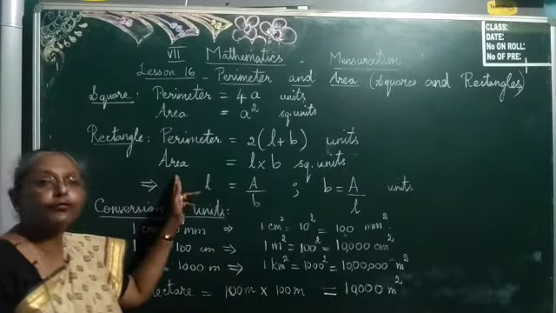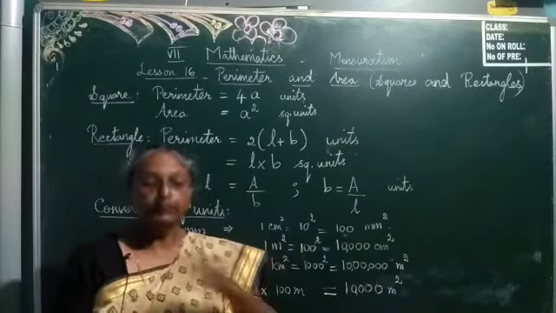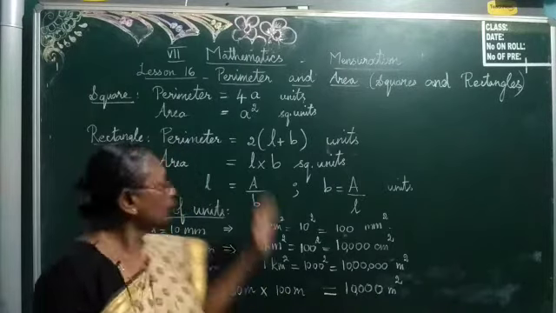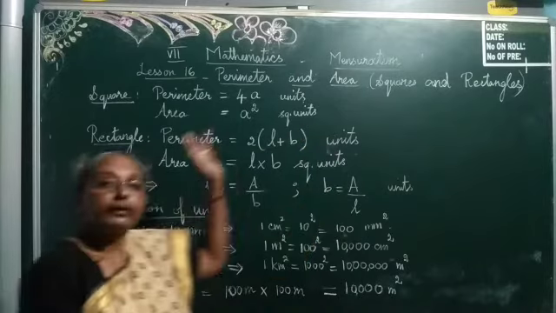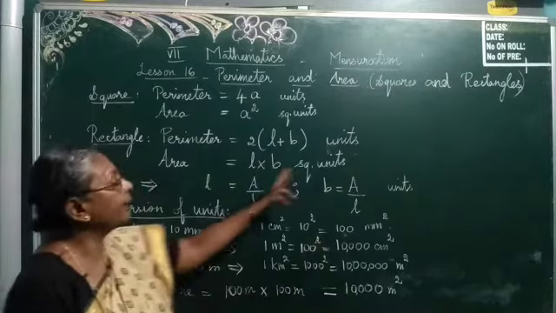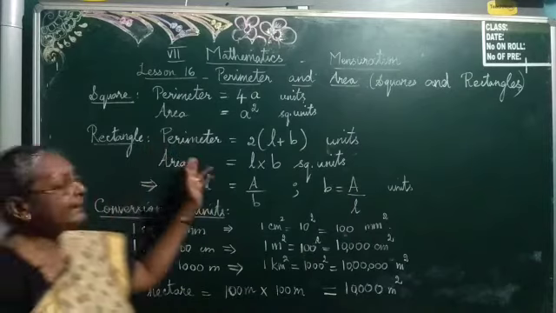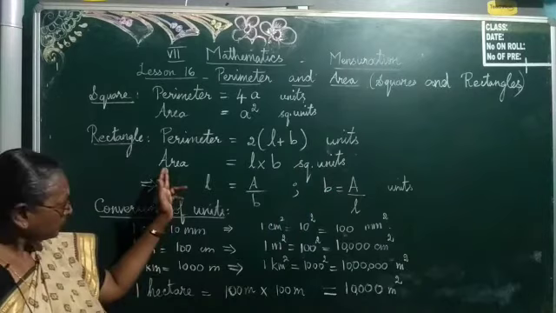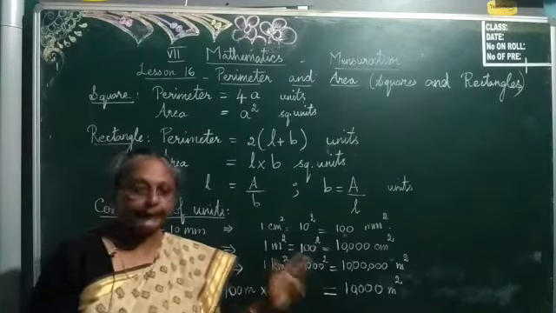Now to find area of a rectangle, that will be length into breadth. We have a separate length and a separate breadth for a rectangle. So instead of A into A, as we compare with square, for rectangle it will be length multiplied with the breadth, L into B square units. So for rectangle, perimeter is equal to 2 into (L plus B) units, and for area of a rectangle it will be L into B square units.